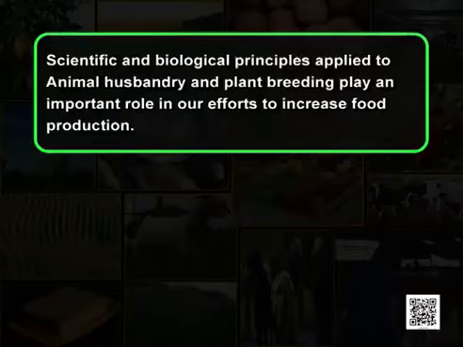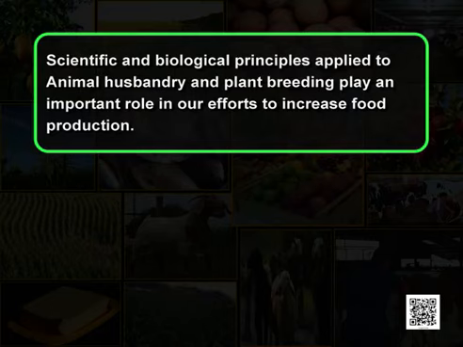We are directly or indirectly dependent on plants and animals for our food. So, we need to increase the production of plants and also increase the number of animals of good breed on which we are dependent for food. It is because of our knowledge of science and technology that various methods with scientific approach have been developed for enhancing food production. Scientific and biological principles applied to animal husbandry and plant breeding play an important role in our efforts to increase food production.